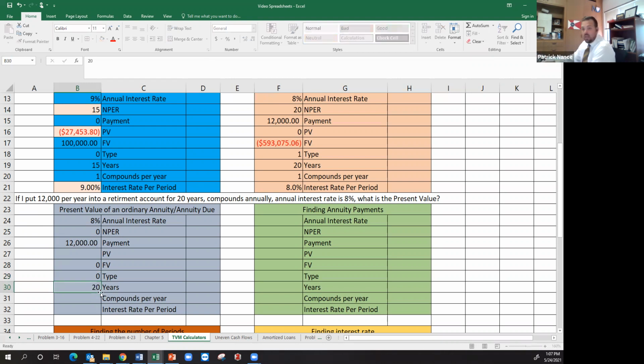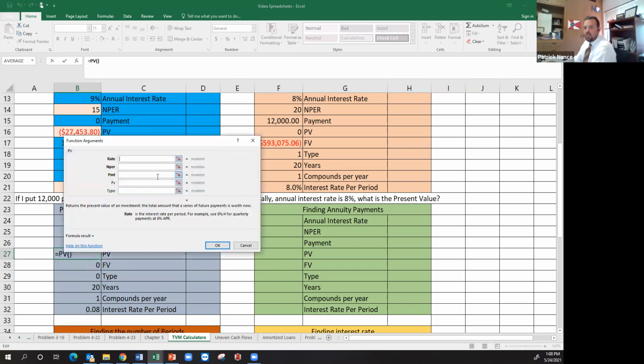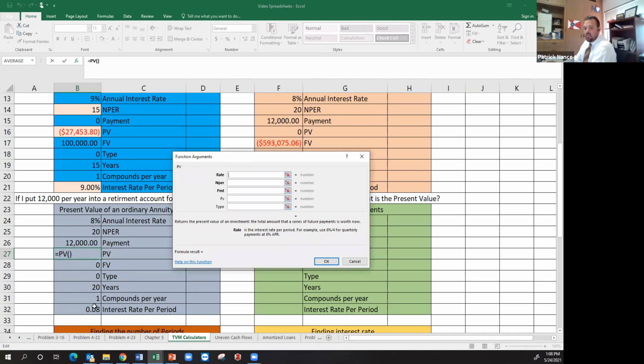Number of years, 20, compounds per year, compounds annually. And the interest rate, remember, is a calculated field, the annual interest rate divided by the compounds per year. So I'm going to do equals PV, open parenthesis, and I'm going to do my interest rate, which is my interest rate per period, my number of periods, my payment, which is the annuity part, future value, and type 0 because this is an ordinary annuity.